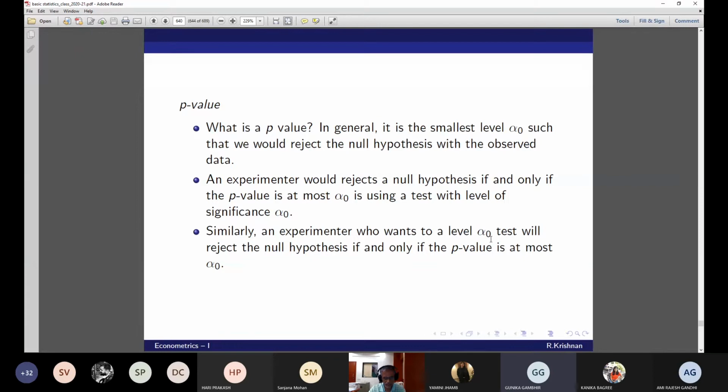Is it okay? What is p-value? You understand? Somebody asked me a question about what is p-value. Was it Saurav? No, sir. Hari, yeah, what is it? What is the p-value now? You tell me. P-value is nothing but the significance level at which you can reject the null hypothesis. Is it okay? Yes, sir. Given the observed data. Okay?